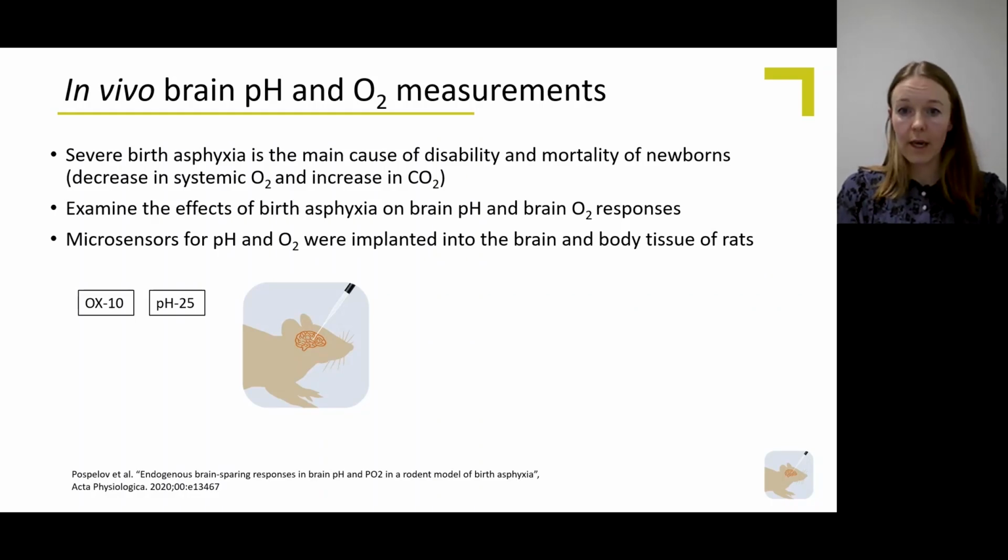Severe birth asphyxia is the main cause of disability and mortality of newborns. This implies a decrease in systemic oxygen and an increase of CO2. So the authors here wanted to examine the effect of birth asphyxia on the brain pH and oxygen responses. They used a small tip oxygen sensor and a pH microelectrode, and they implanted them both in the brain tissue and in the body tissue of rats.